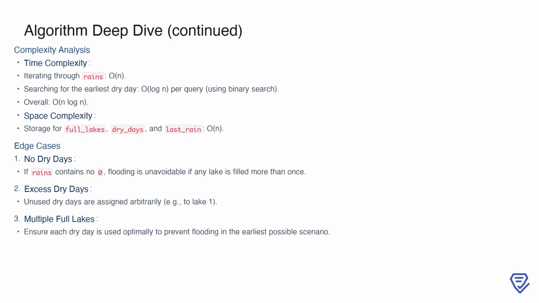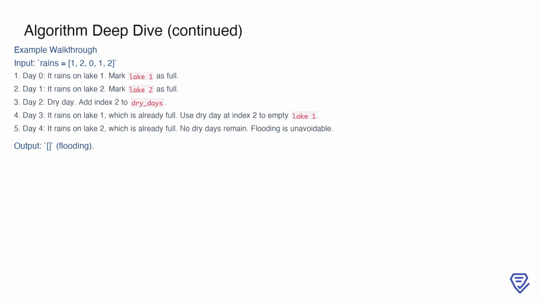It's also important to consider edge cases. If there are no dry days in the input, flooding is unavoidable if any lake is filled more than once. If there are excess dry days, they can be assigned arbitrarily since they don't affect the outcome. Additionally, when multiple lakes are full, the algorithm ensures that each dry day is used optimally to prevent flooding as early as possible. Let's walk through an example to understand how the algorithm works.